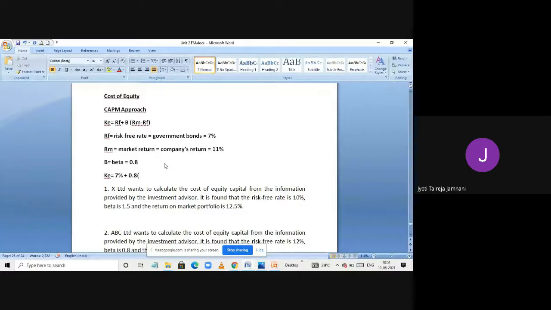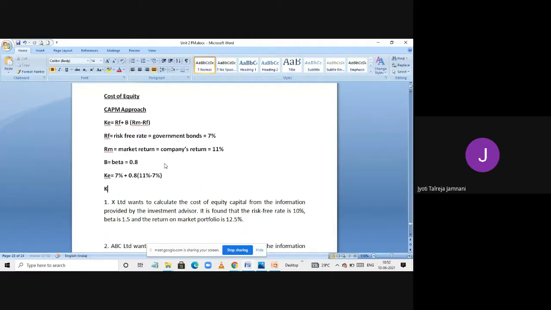So how much more are we giving? 11% minus 7%. If I do that, I'll get the additional amount. We also call it the risk premium. Because we are taking risk, we are getting a little more. So I'm getting a premium. So when you do market return minus government bonds return, you get the risk premium. So 11 minus 7, how much? 4%. Okay, so the cost of equity for the company will be 7% plus 0.8 into 4%.